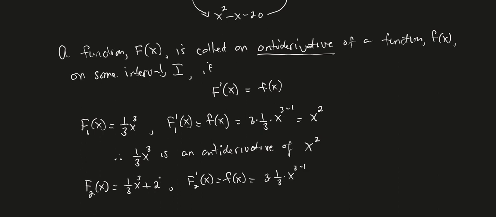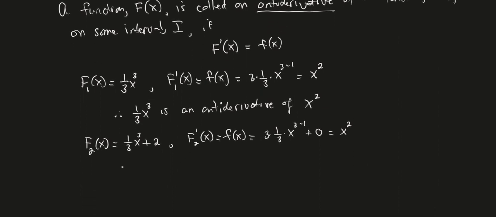Now the fact that I added this constant here doesn't change the end result, because when I differentiate my constant I'll get 0, so I still end up with my x squared. So we found another one, right? So therefore 1/3 x cubed plus 2 is, and let me say this, another antiderivative of x squared. Put my periods there.